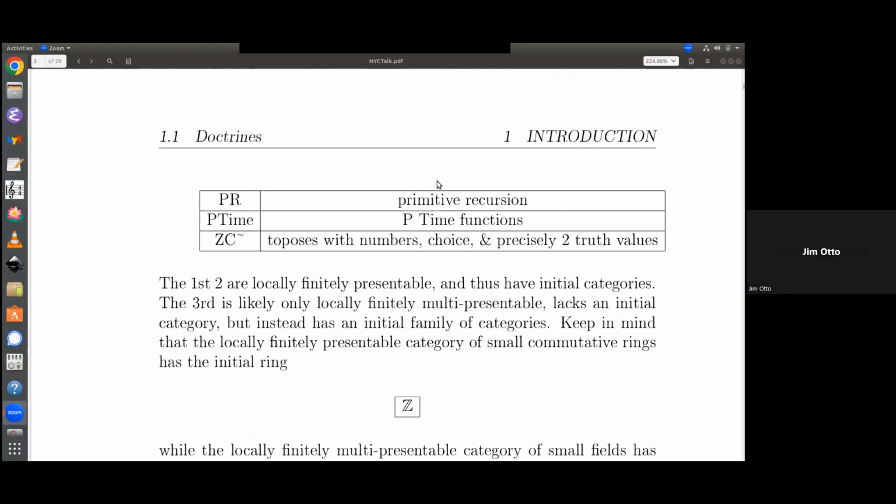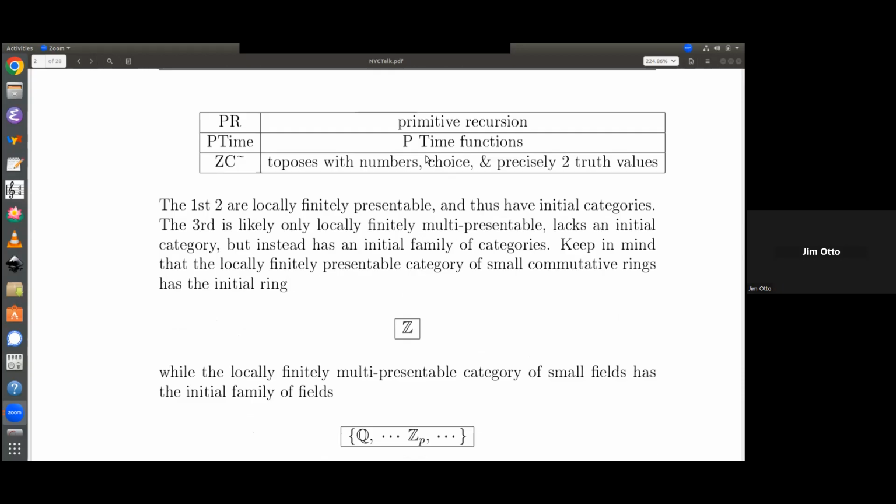Yeah, so the doctrines I'll be considering are the PR doctrine for primitive recursion, which is a way of looking at work of Leopoldo Ramon, and then the p-time doctrine for doing the functions that are computable in polynomial time. And then another doctrine that I'll consider very briefly is the CC tilde doctrine, where it's toposes with numbers, choice, and precisely two truth values. That's an interesting doctrine because it doesn't get you all the way to Zermelo set theory with choice, but it gets you very close. It's not Zermelo-Fraenkel because I'm not worrying about replacement.